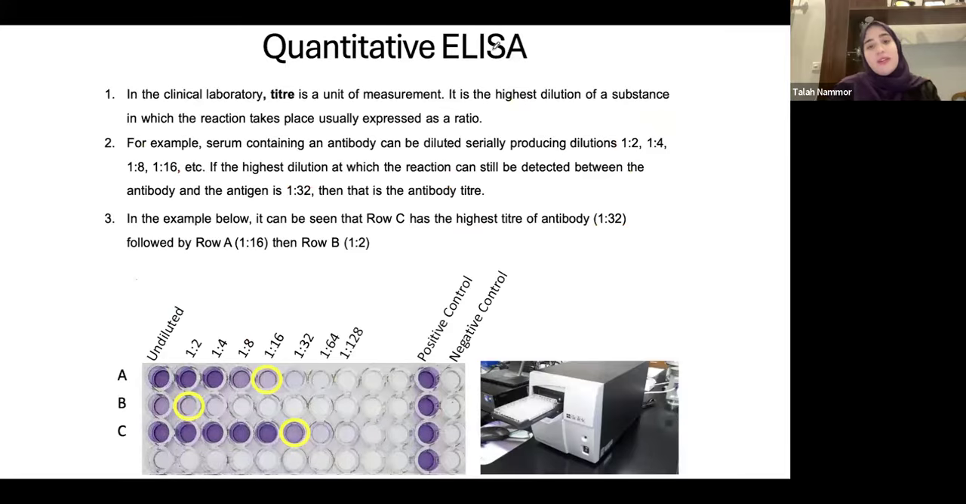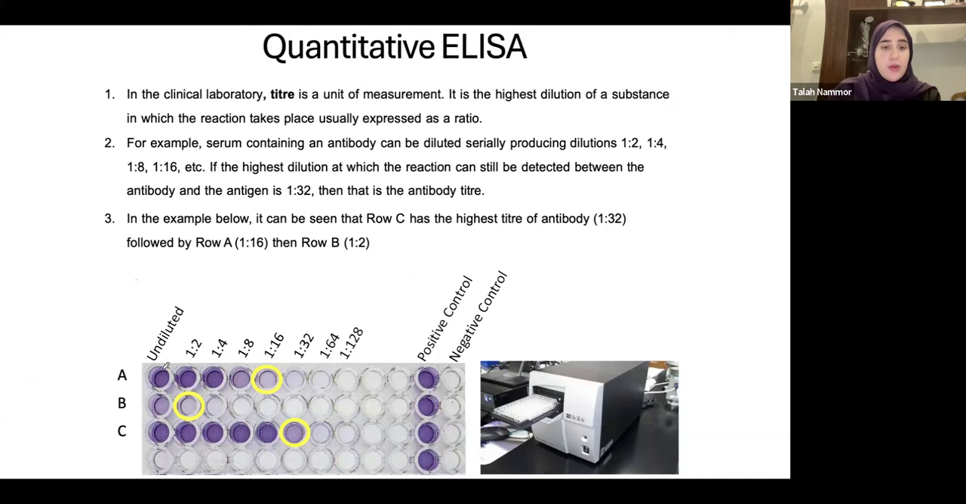Now we have something called quantitative ELISA. Quantitative ELISA is basically an ELISA that helps us know the quantity of something. So if we have an experiment, and this is done in experiments a lot, and we want to know the quantity that is effective, or the least amount that can cause a reaction, you see how they do a bunch of dilutions. So this is, let's say, different things.